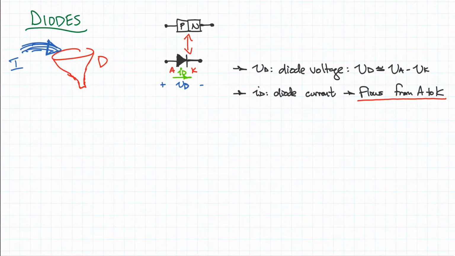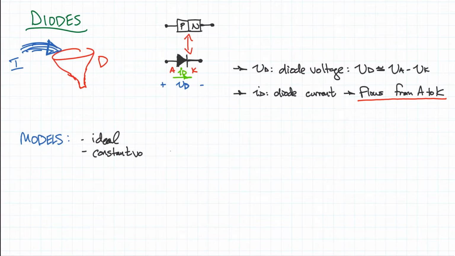Now, what do we want to talk about next? We want to talk about the different types of models. There are three different types of models. There is the ideal, which we will talk about in this video. There is the constant voltage model, which we'll look at in a future video. And there is the exponential model.